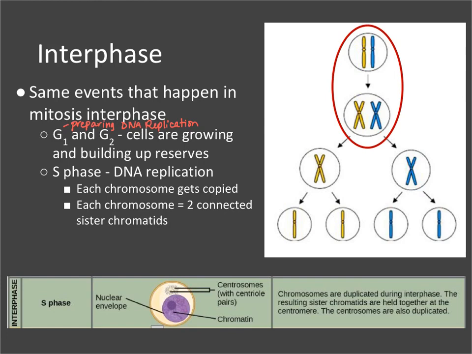After the G1 phase, we have the S phase. Remember, S stands for synthesis. And what is being synthesized, remember synthesis means to make something. So what's being synthesized is another copy of DNA. So DNA gets replicated so that each chromosome gets copied. And so now after the S phase, each chromosome is made up of two connected sister chromatids. So remember that before the S phase, the chromosomes look like these bar-shaped chromosomes. After the S phase, the chromosomes look like X's.